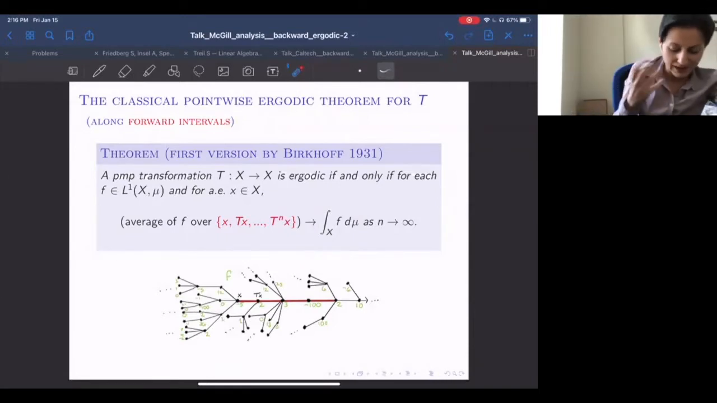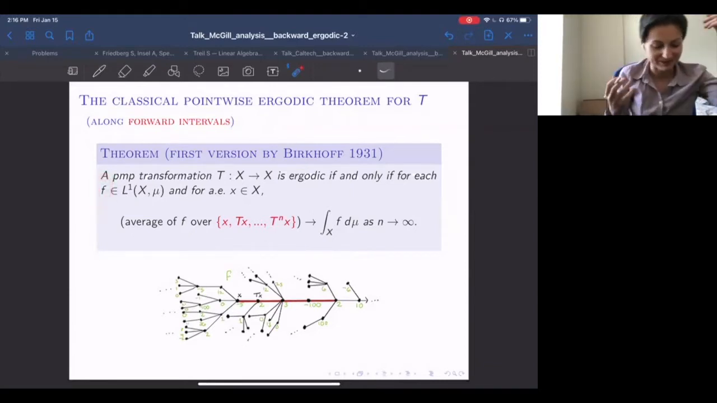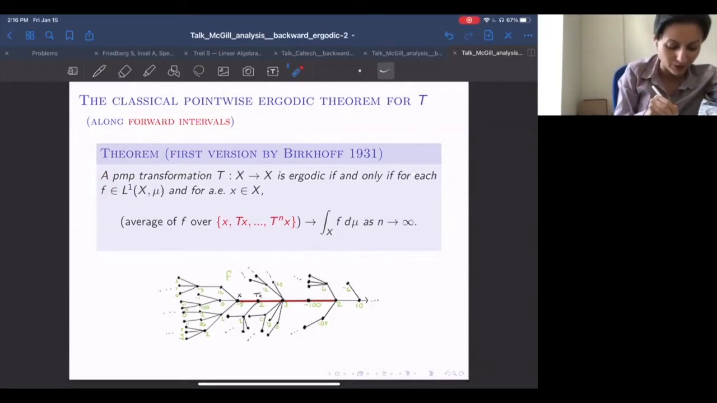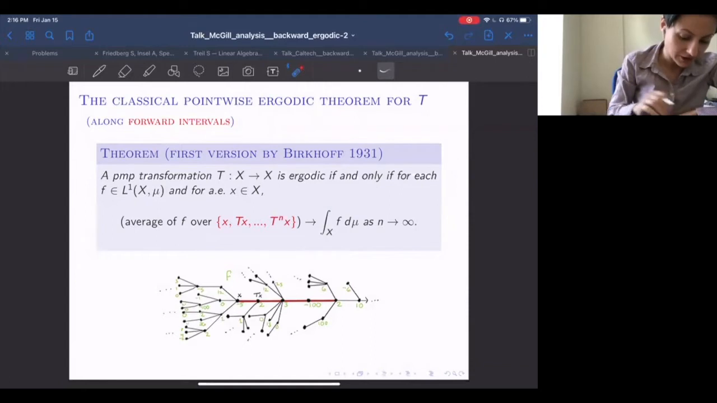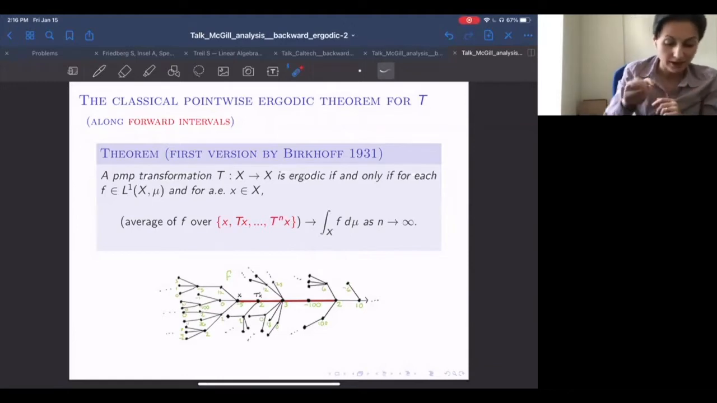So somehow, this comes from the fact that, as I said, ergodicity is some notion of measure theoretic density, and L1 functions are, measure theoretically, like continuous functions. So this makes sense. Okay, so this is the first version, and right after this, let me state a special case of our theorem.